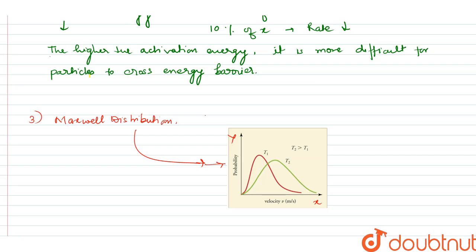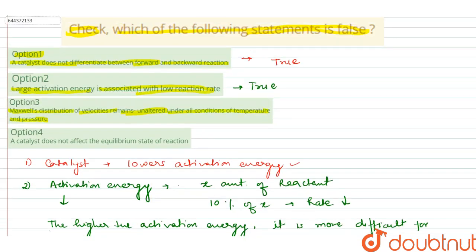Hence we can say that by change in temperature, Maxwell distribution also changes. So option 3, which was Maxwell distribution of velocities remains unchanged, is false because it changes.